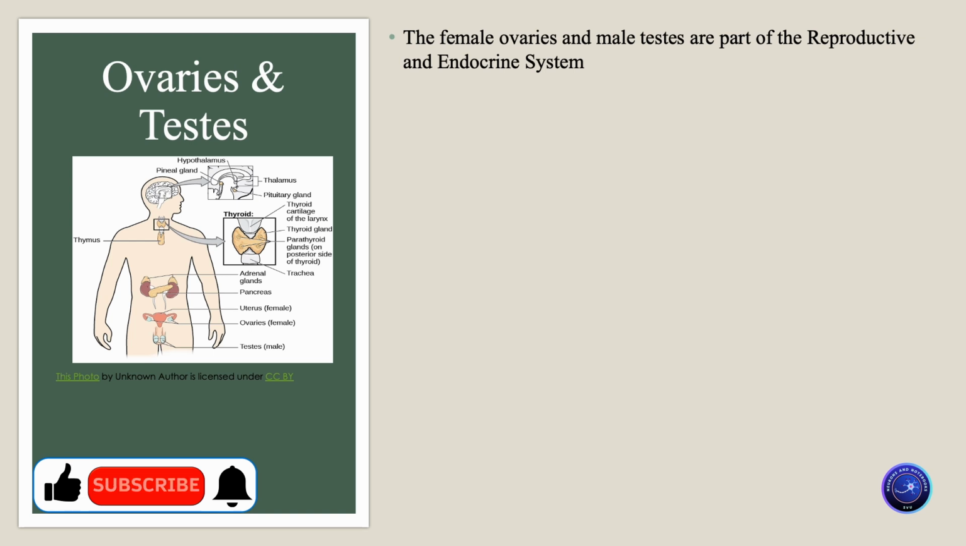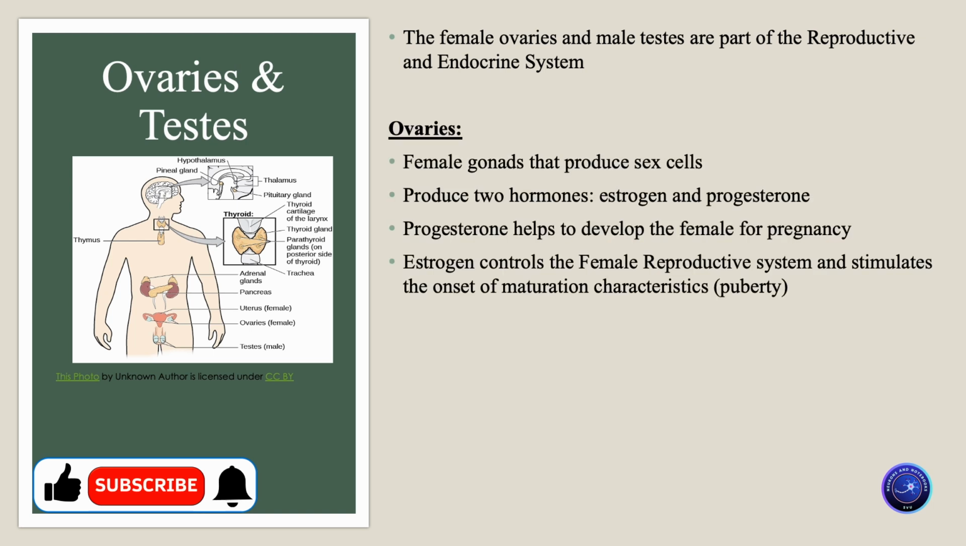So, females have ovaries and males have testes. As you see in the diagram, the ovaries are parts of the uterus, which is where the child develops during pregnancy. So, ovaries are the female gonads that produce sex cells, and sex cells are gametes. Additionally, gonads is a word that means reproductive organ.